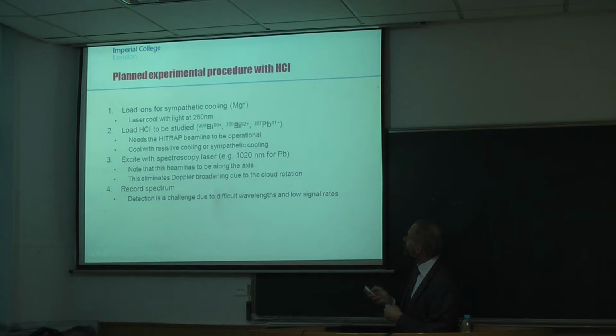So lead is about 1,000 nanometers, as I said, and the bismuth is those other wavelengths. And then obviously you can record a spectrum, and then you can interpret that to give you the test of QED. But the two really big challenges are the laser wavelengths and the signal rates that you can expect.